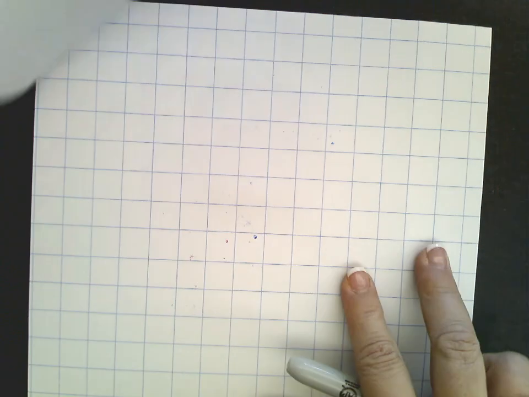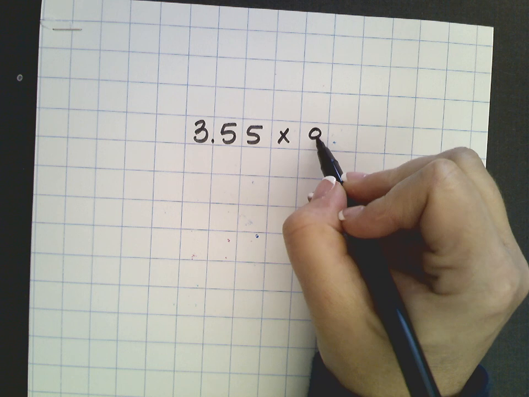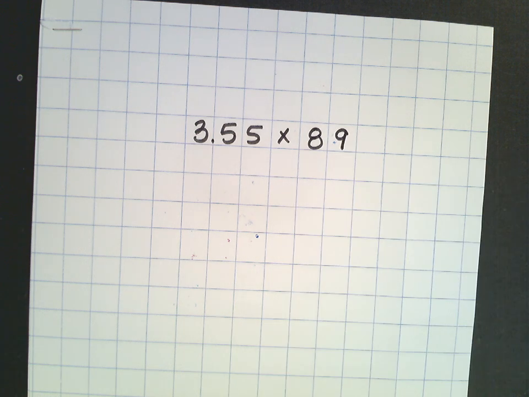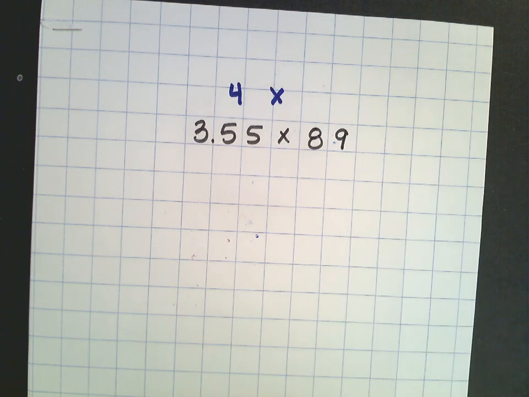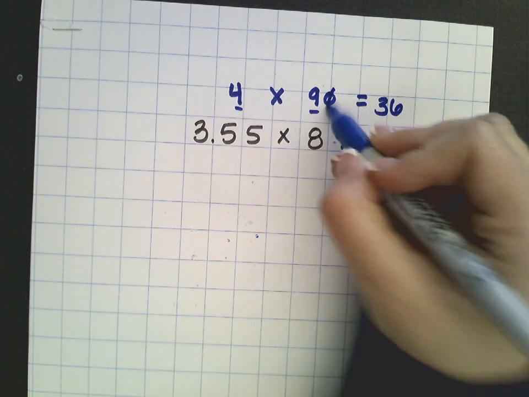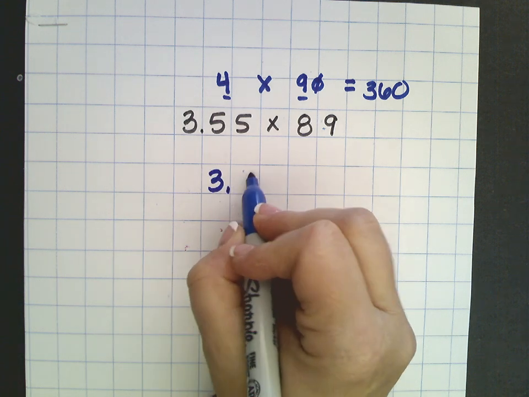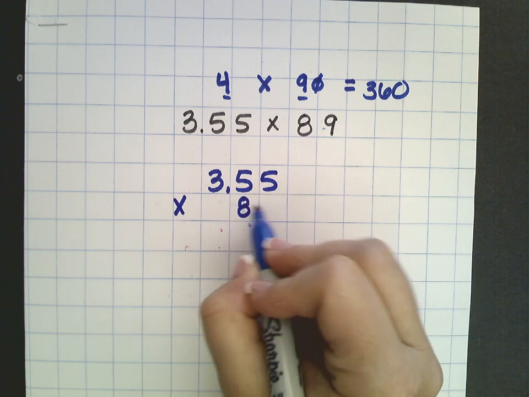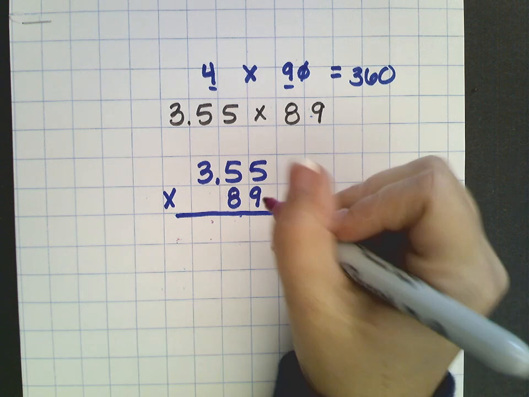All right, let's try another one. So we're going to do 3 and 55 hundredths times 89. So we're going to take an estimate first. 3 and 55 hundredths, I'm going to round to 4. 89, I'm going to round to 90. So 4 times 9 is 36. Add on 1 zero. So my estimate's going to be about 360. So let's go ahead and write that problem. 3 and 55 hundredths times 89. Set it up.